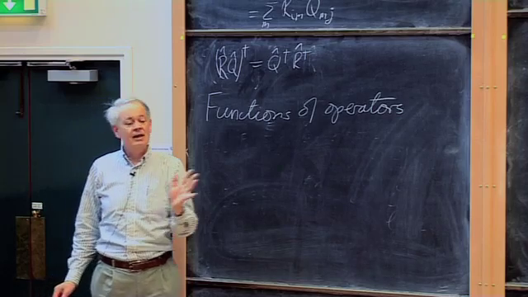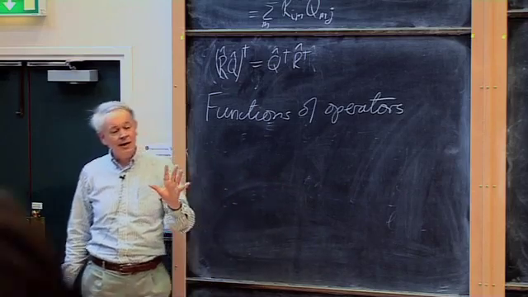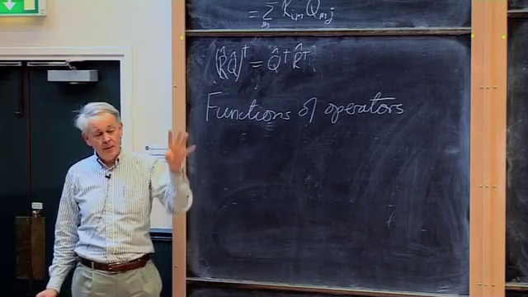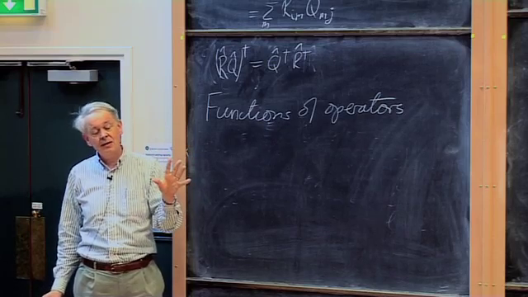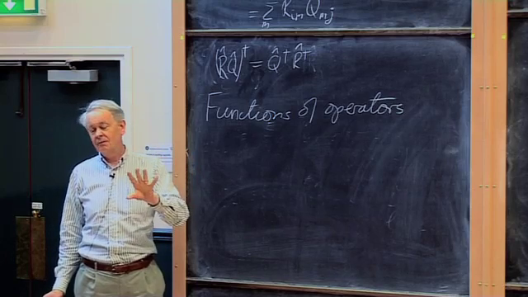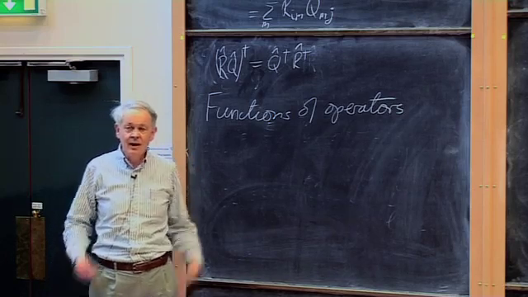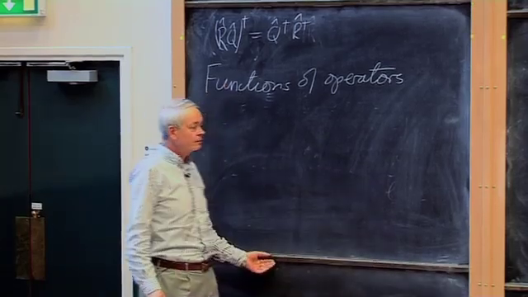Another example is there's going to be an operator associated with momentum. The kinetic energy of a particle in classical physics is p squared over 2m, the momentum squared over twice the mass, because that's a half mv squared in classical physics. So p squared is a function of p. Very simple one, but it's a function of p. So we need to know what it means to take a function of an operator.